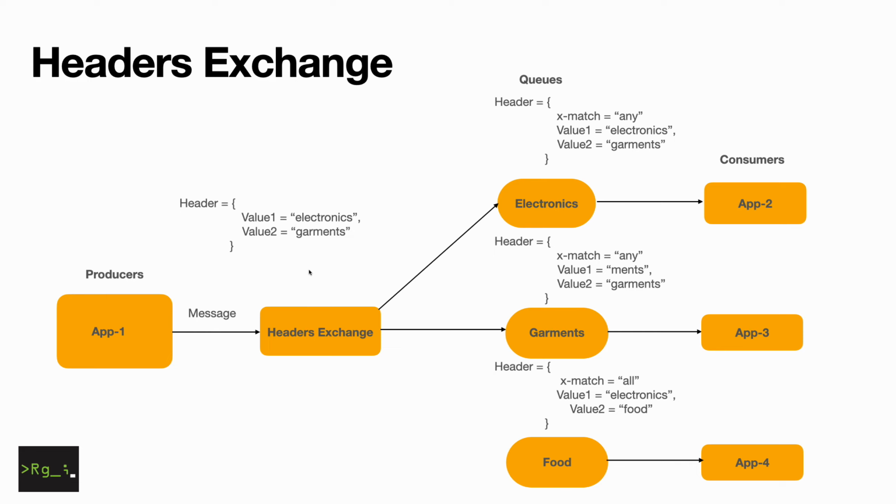Okay, if you see over here, suppose value 1 is electronics and value 2 is garments, and in this particular header you have electronics and you have garments. Here it is actually matching both, and since any of it should match, the message will be propagated from here to the electronics queue.